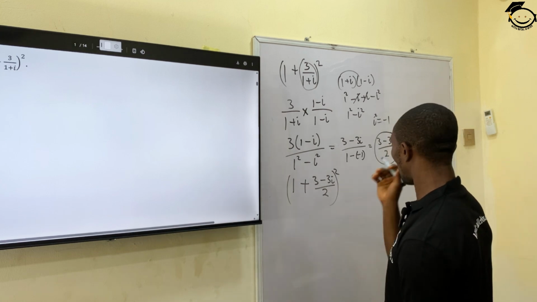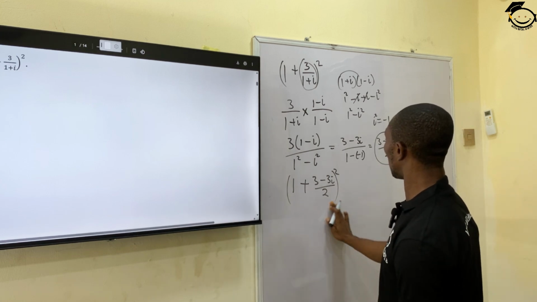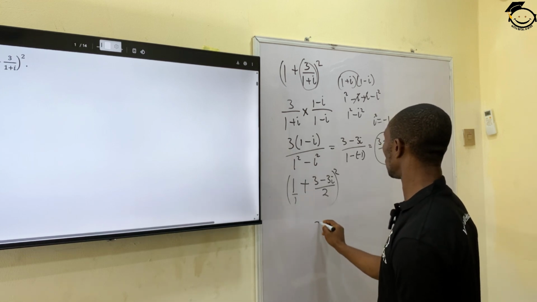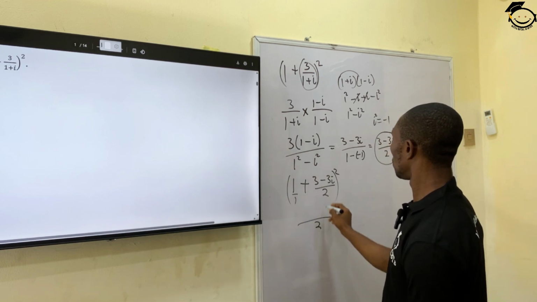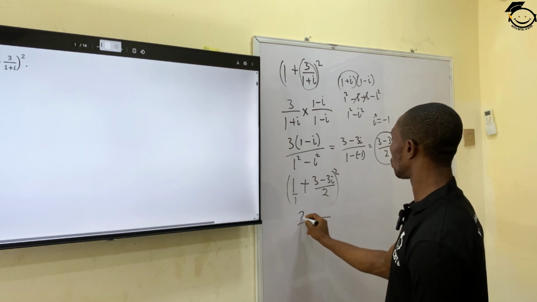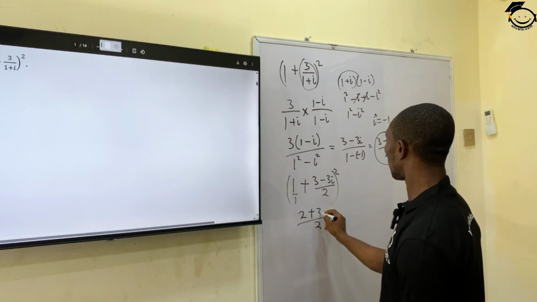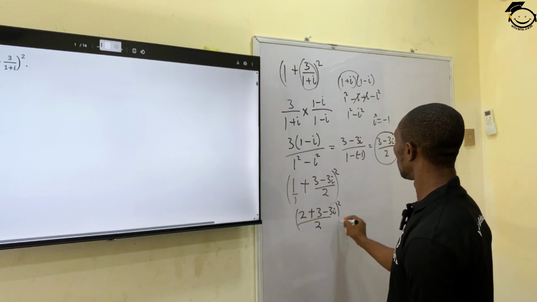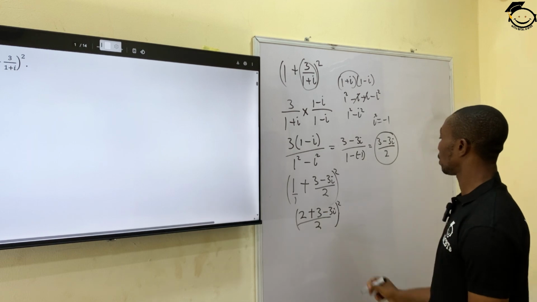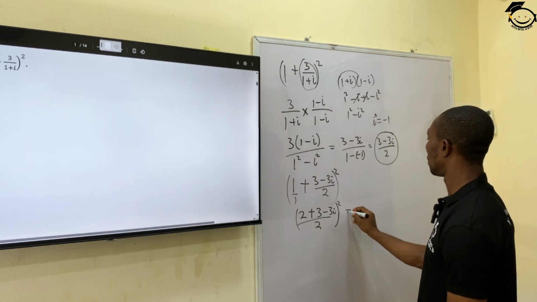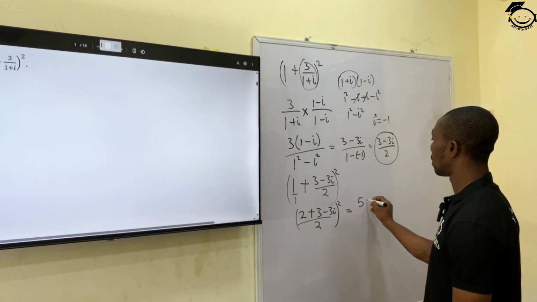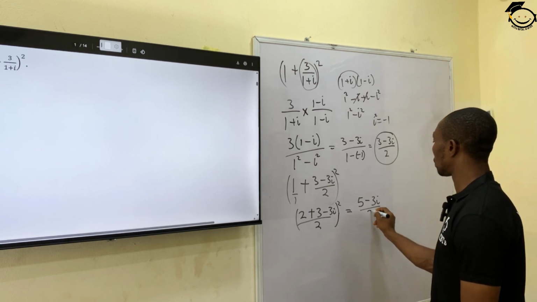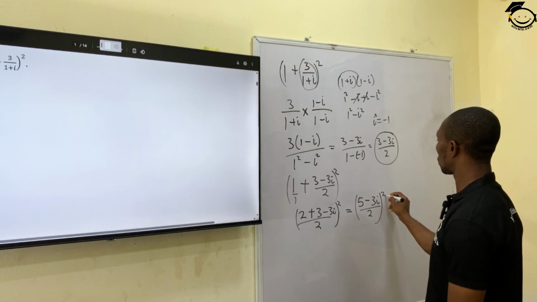Okay, expanding this, we are having our LCM here as 2. Okay, 2 here, 1 here, 2. This will be 2 plus 3 minus 3i all squared. So 3 plus 2 will give us 5. This brings us to 5 minus 3i all over 2, all squared.